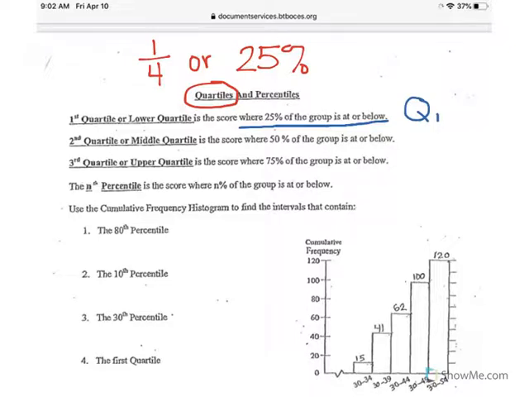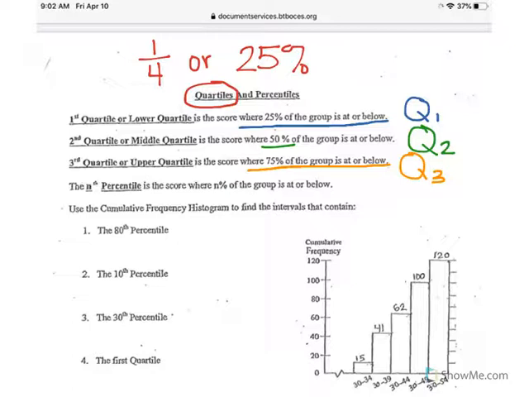Now the second quartile is talking about where 50% of the group is at or below. And again, if you think quartiles, you're moving up by 25% each time. So that's how we got to 50. We're going to represent quartile 2 with a capital Q and a little subscript number 2. When we get to the third quartile, if you add another 25%, you're up to 75%. So that's where 75% of the group is at or below. And you probably already know by now, we're going to call that Q3.